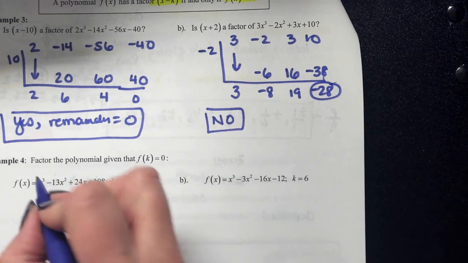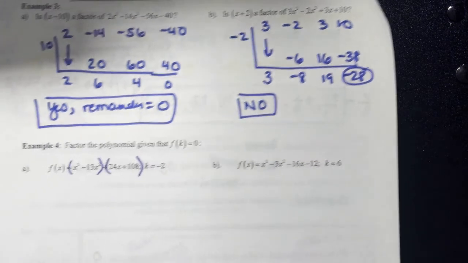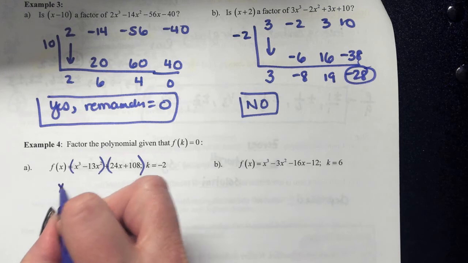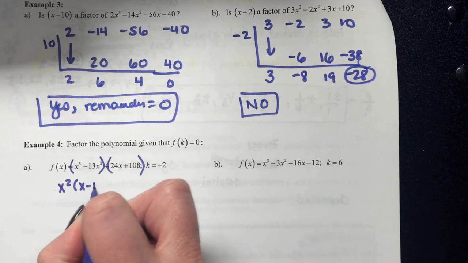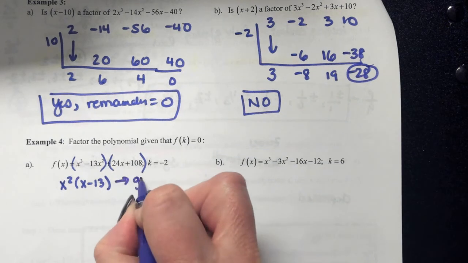The way I would check grouping is, remember, you group together the first 2 terms and you group together the last 2 terms. I can factor an x squared out of the first set of parentheses, and that gives me an x minus 13 left. The question is, can I take 108 and divide it by 24 evenly? No. So grouping is not going to work, unfortunately.